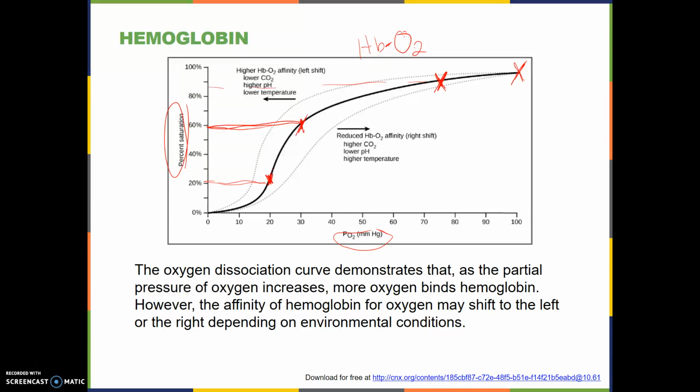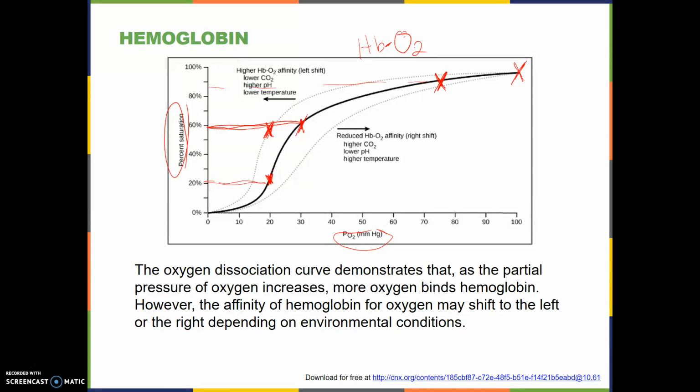So when this curve shifts to the left, that means there's lower carbon dioxide, higher pH, or lower temperature. That will shift the curve to the left. And that will cause the same percent hemoglobin saturation at only a partial pressure of 20 rather than a partial pressure of 30.